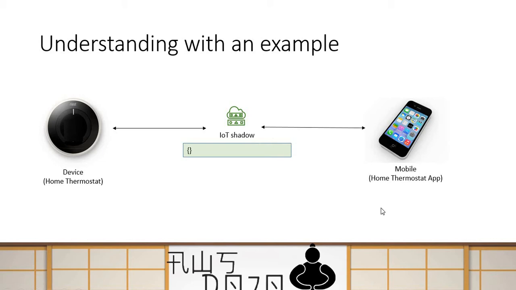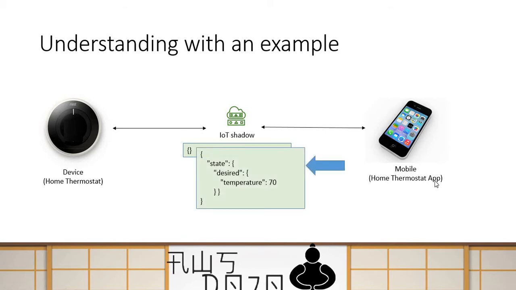This shadow is something which an application also interacts with, and this application has a thermostat app which it will use to work with the device shadow. So suppose you deployed the device, and right now everything is blank. There is no state. Now, what happens is that this application says, hey, I want my house temperature to be 70 degrees. So it will go ahead and update the device state in the shadow document saying, hey, my state desired temperature is 70 degrees.